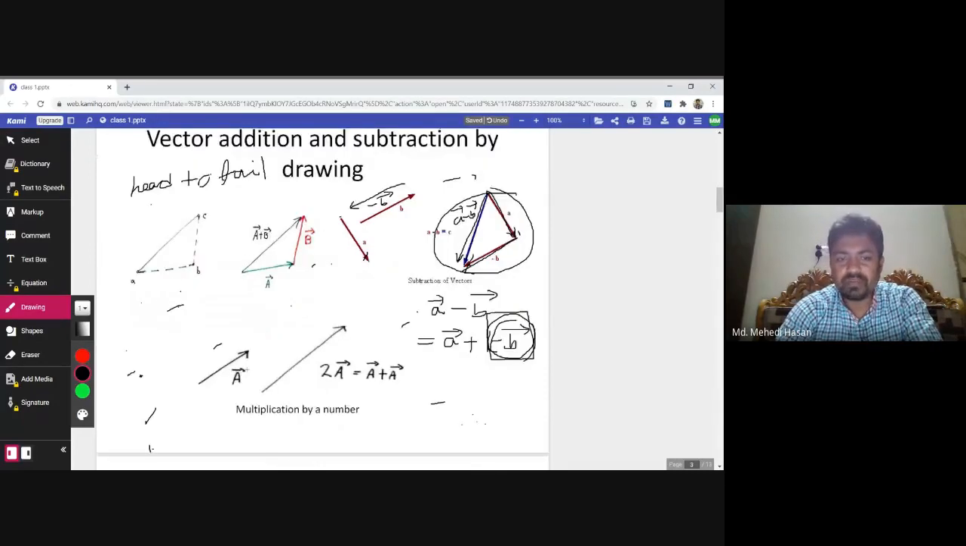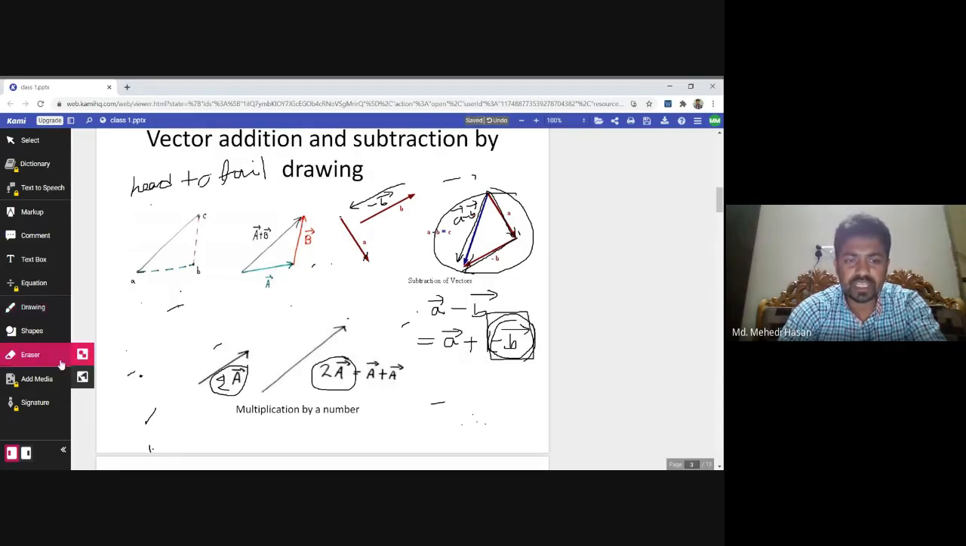Now let's go to the multiplication of vectors. Multiplication is possible either as scalar to vector multiplication or vector to vector multiplication. In scalar multiplication, say vector A is given. If we multiply this vector by a scalar quantity 2, the only change is in length, but the direction remains the same. So the direction of the 2A vector and the A vector is the same, just the length is double here.